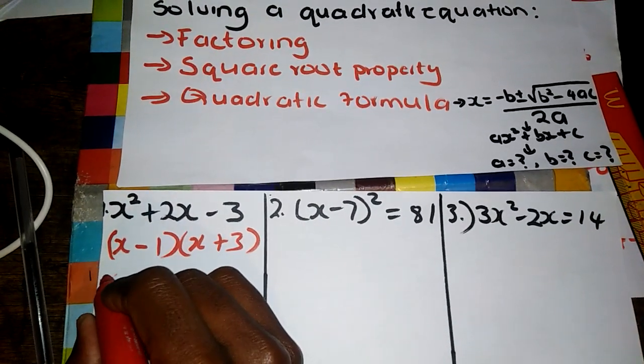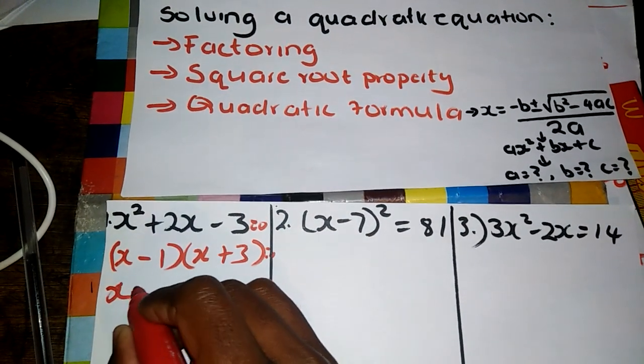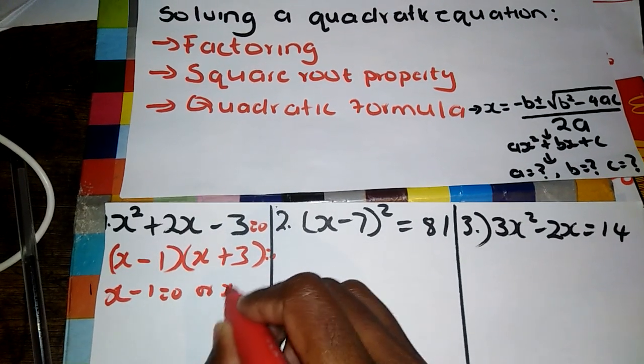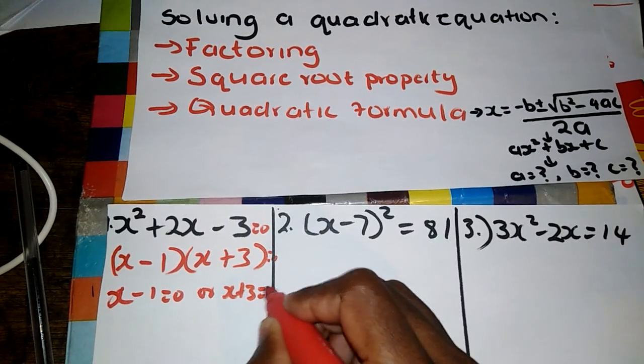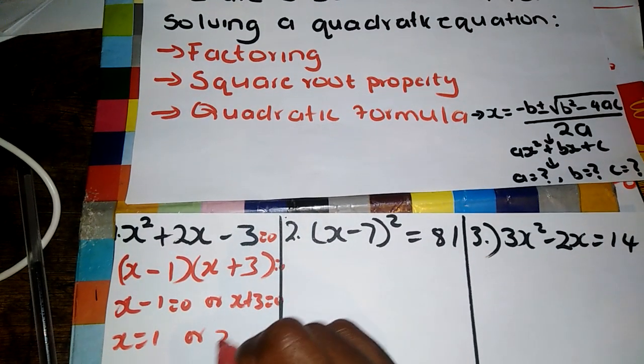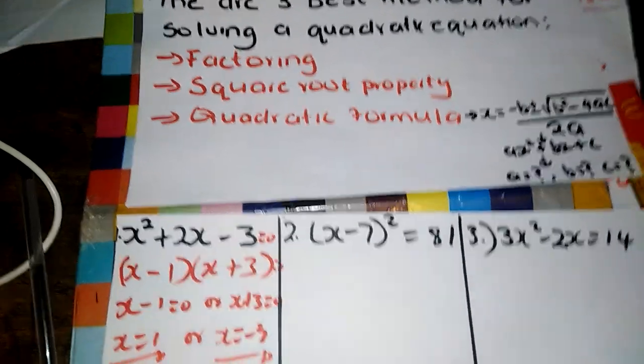Yes. Then you say all this is equal to 0. Then you say x minus 1 is equal to 0, or x plus 3 is equal to 0. And x is equal to 1, and x is equal to negative 3.